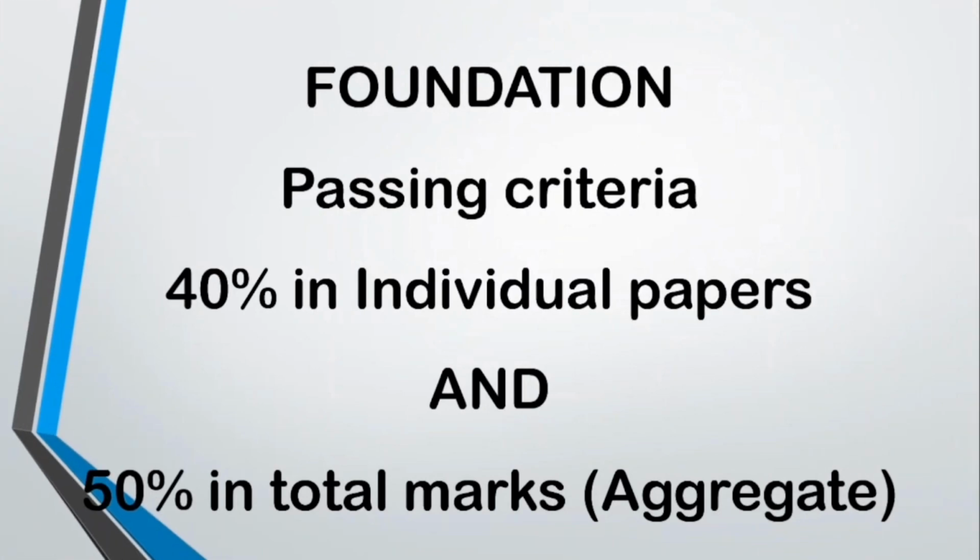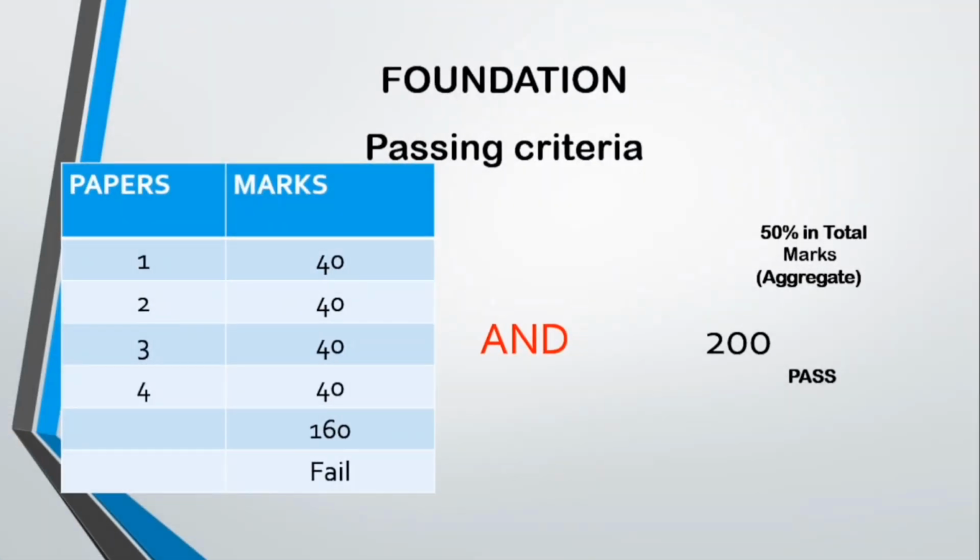To pass the foundation level, you must score at least 40% in each paper and a minimum aggregate of 50%. Let's assume you scored exactly 40 in each paper. If you score 40 in each of the four papers, your total would be 160.